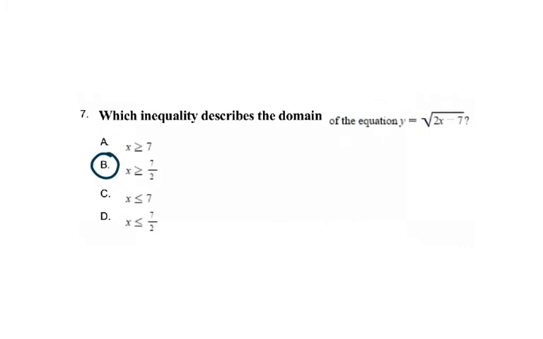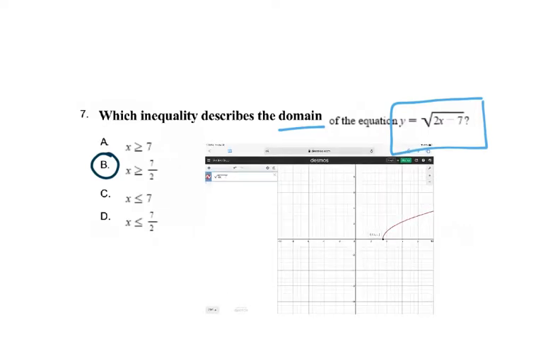Alright, this one, we're talking about domain, that's your X values. What you need to do is graph this and look at where it hits the X-axis. Okay, so that's really hard to see, but if you'll notice, it hits the X-axis right here at 3.5, which is the same thing as 7/2, and then anything to the right. So notice that you're using the inequality that's to the right of 7/2, and that's why the answer choice is B.